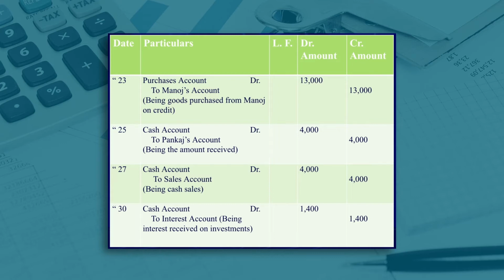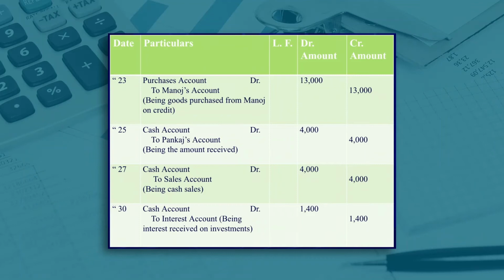giver. So when the business is receiving the money from Mr. Pankaj, it means Mr. Pankaj is the giver. So therefore, as per the rationale of the personal account, credit the giver, therefore Pankaj is the giver and we credited his account. So cash account debit to Mr.